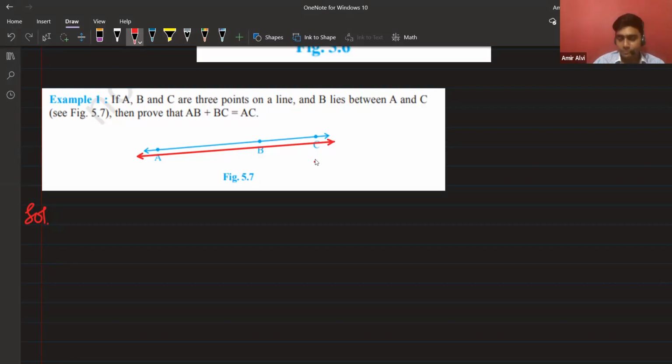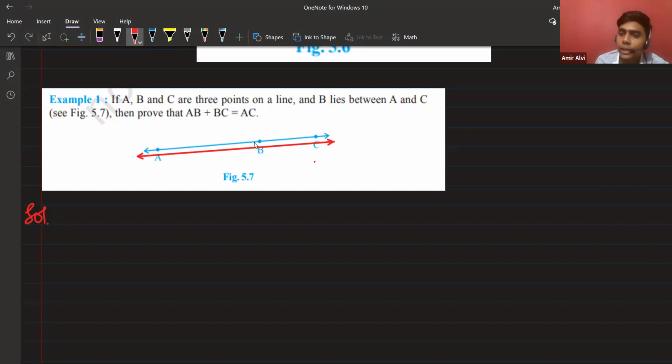So basically the question is saying that if A, B, C are 3 points on the line, and B lies between A and C, obviously B is lying between A and C, then prove that AB plus BC is equal to AC. Now with the axiom 4, tell me if the things which are coinciding with each other are equal to one another or not. Yes. So basically, AB and BC, suppose AB is one line and BC is another line, which are lying on the whole line AC.